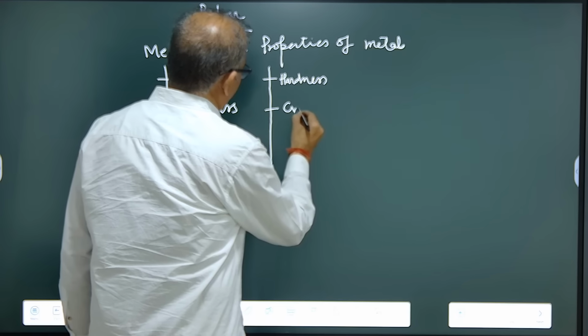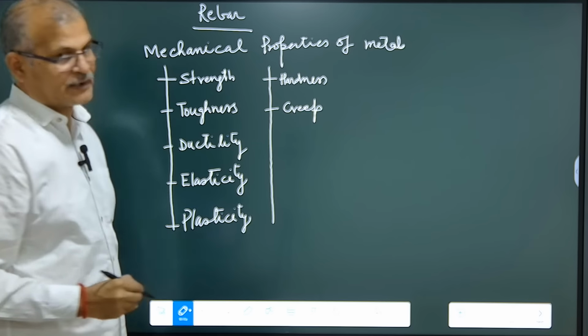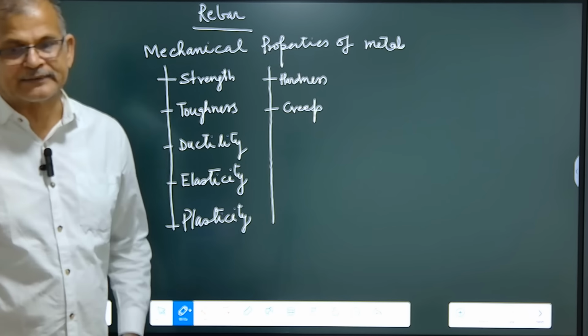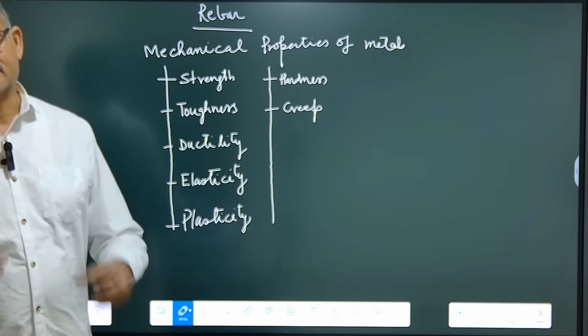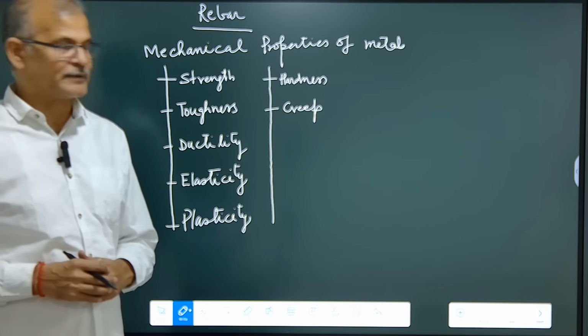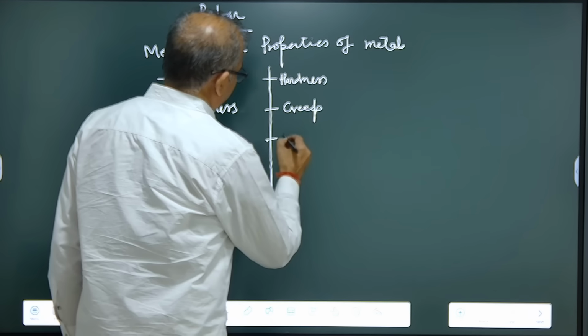Creep, the property of long term failure. Like when environmental conditions change, a metal fails under temperature on the same constant load.